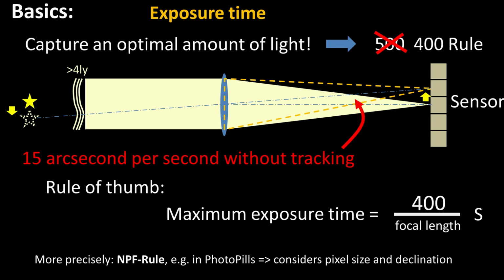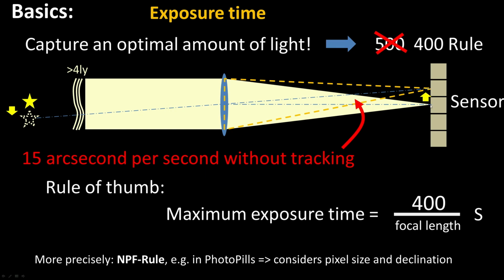And for that, we have the so-called 400 rule. The 400 rule helps you to find the correct exposure time so that you collect enough light per pixel without creating star trails. Because if you expose too long, then the picture of the star will move on and on due to Earth's rotation to the next pixel, and then on, and create a little trail here.